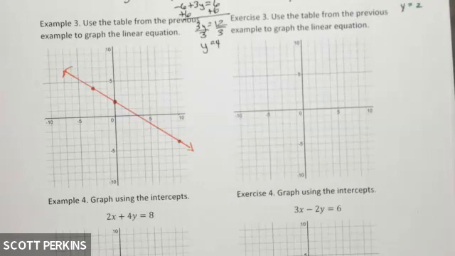So real quick, exercise 3 is to take the 3 points that we just found over there and to plot them and connect the dots. Put some arrows on the end so that everybody knows that the lines go forever in both directions. They don't stop. That would be a segment. That's a completely different thing.